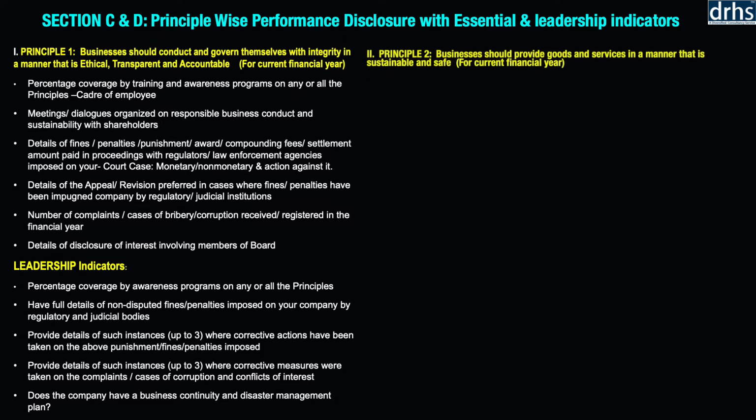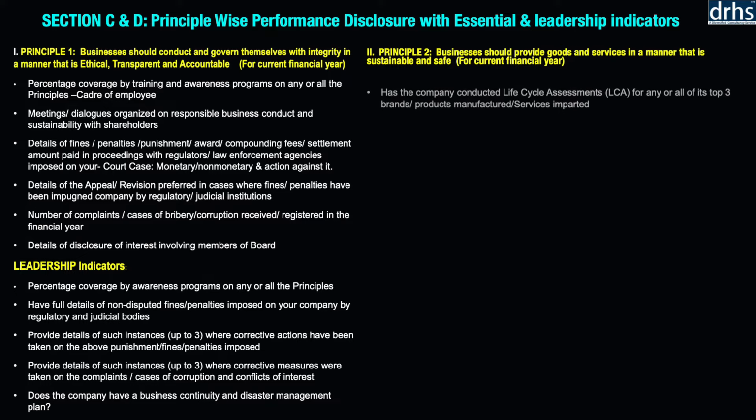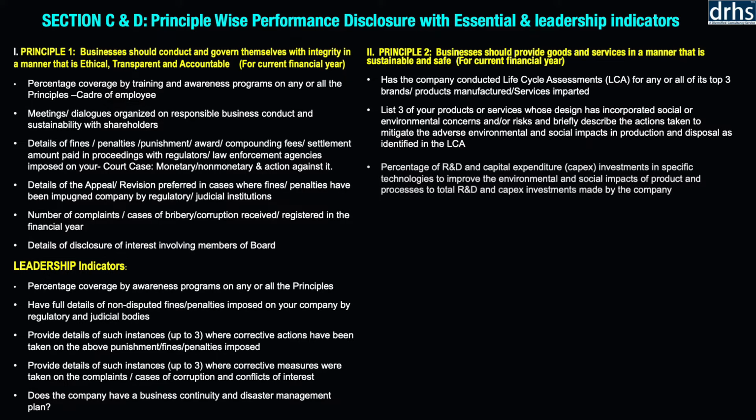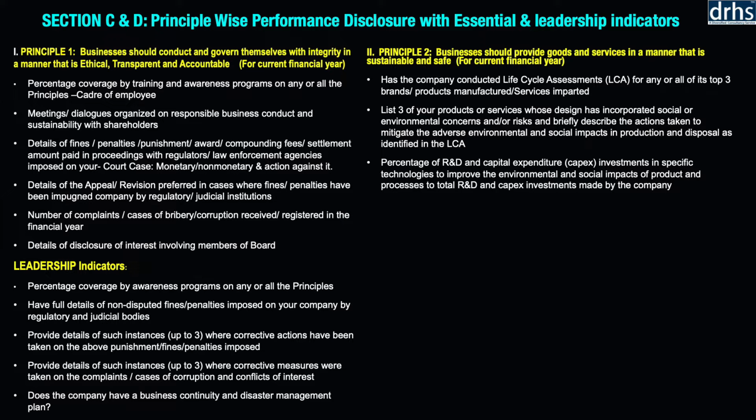While Principle 2 provides safe and sustainable products and services, the essential indicator largely focuses on the life cycle assessment to assess the risk and then describe the mitigation strategy. This is followed by the percentage of expenditure on R&D from the total capital expenditure to improve the environmental and social impact of product and process. It gives much impetus to sustainable sourcing and seeks the process in place to safely collect, reuse, recycle and dispose of products at the end of life, based on plastic, e-waste or any other.